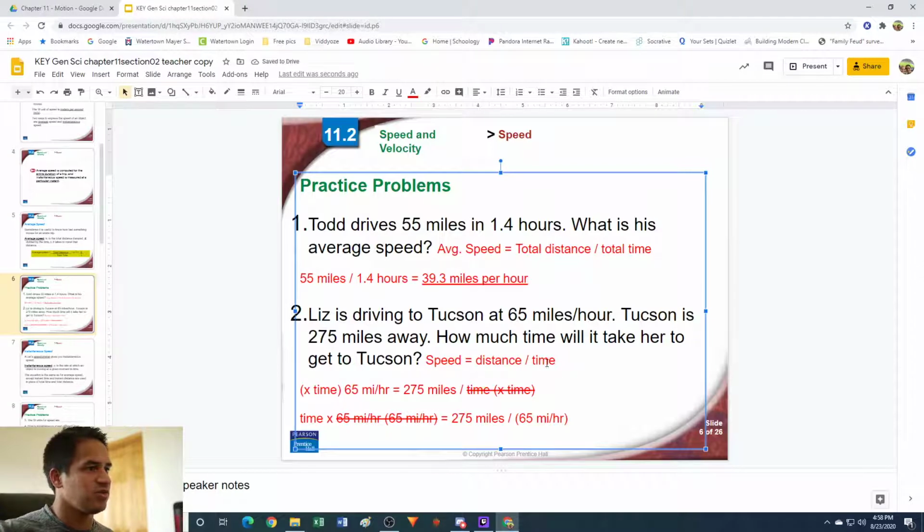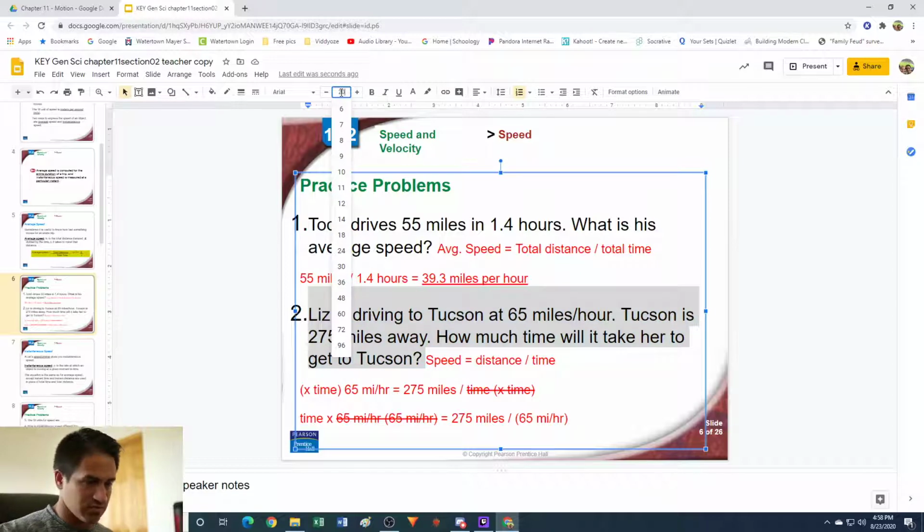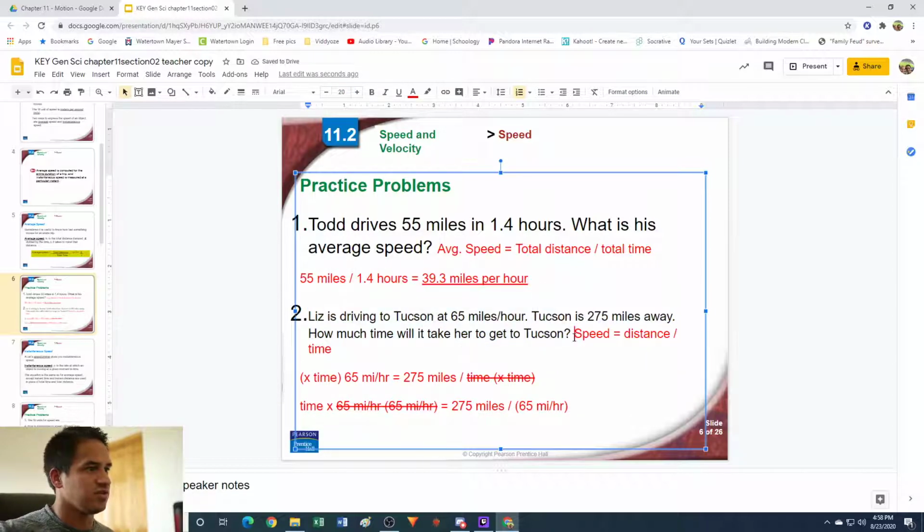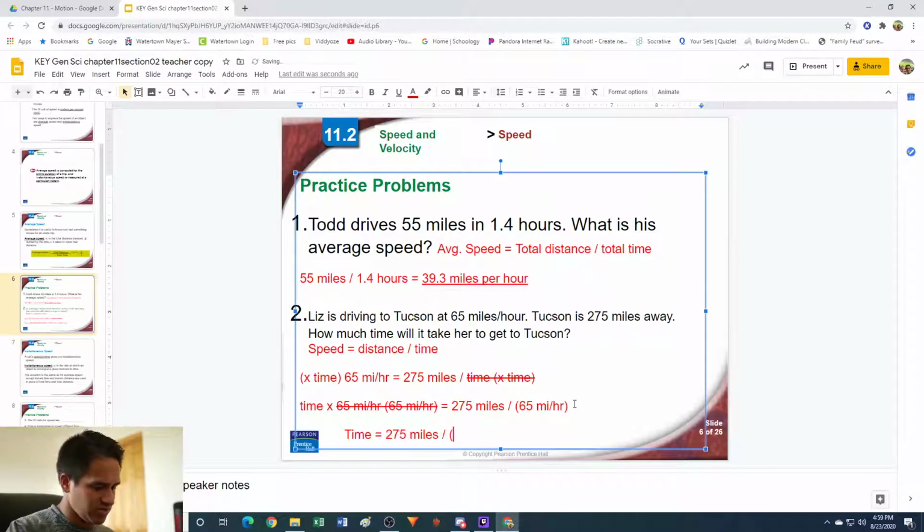And so we are going to end up with time is equal to 275 miles divided by 65 miles an hour, which, if we do that on a calculator, 275 divided by 65, we get 4.2 hours. So that is the total amount of time that it will take for her to get to Tucson. There you go.